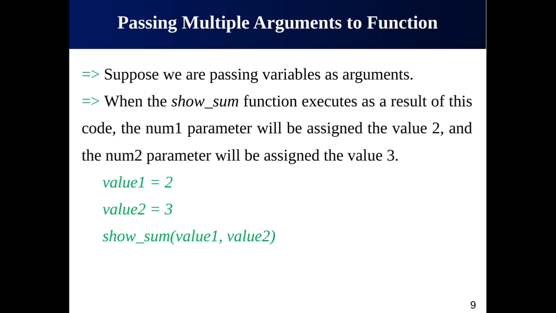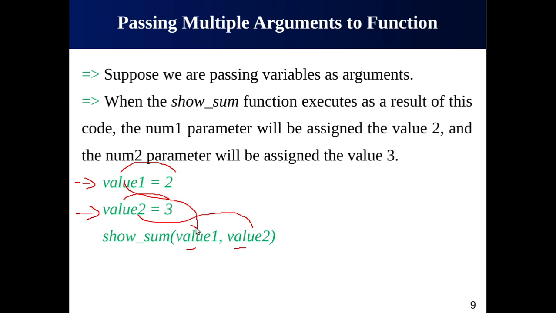Now let us see another possibility of how we can pass values to a function. In this case, instead of providing constant values, we are passing variables, and the values of these variables are already declared here. With the help of the assignment operator, we are assigning the value 1 to the value1 variable, and 3 to the value2 variable, and then we are providing these as arguments to call the function showSum.